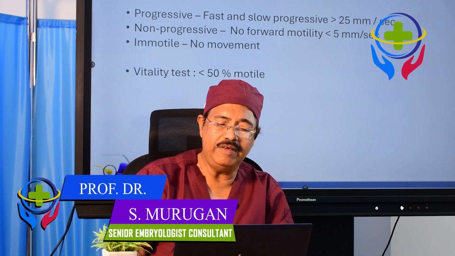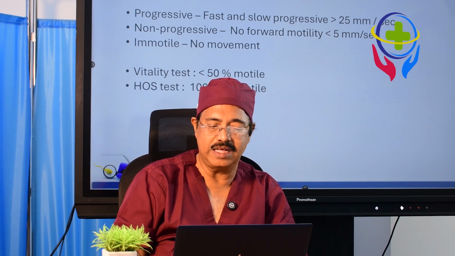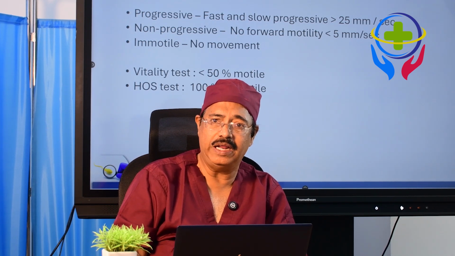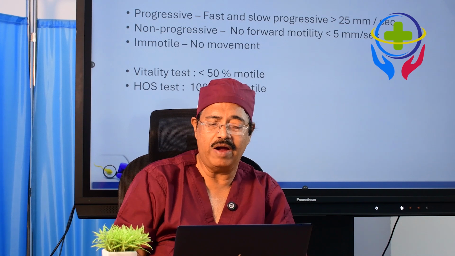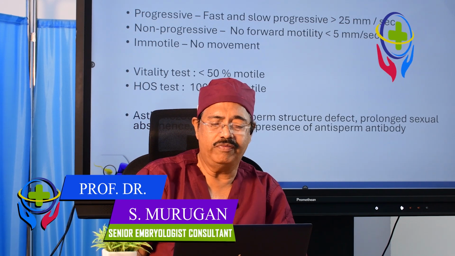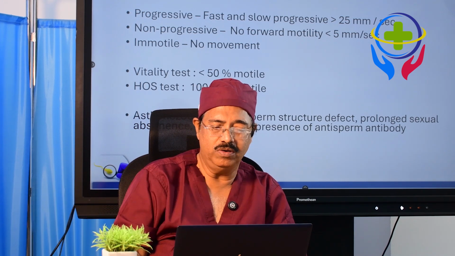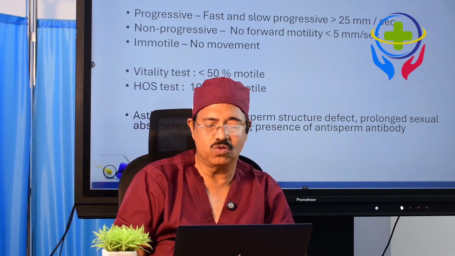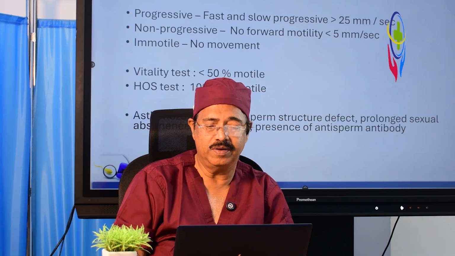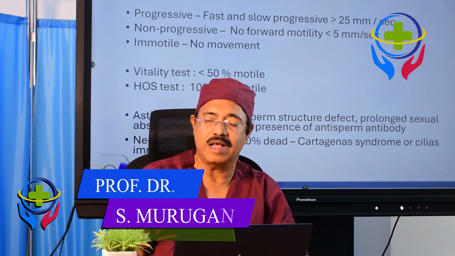Generally, if the motility is less than 50%, we have to undergo a vitality test, and if there are completely immotile sperms like in necrozoospermia, we have to undergo the hypoosmotic swelling test. If more than 42% immotile sperms are observed, then we call this condition asthenozoospermia. This asthenozoospermia condition may be due to sperm structure defect, prolonged sexual abstinence, varicocele, or presence of anti-sperm antibody in the semen.